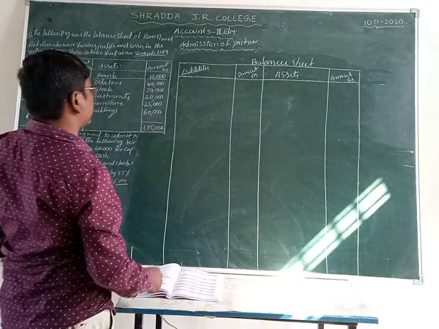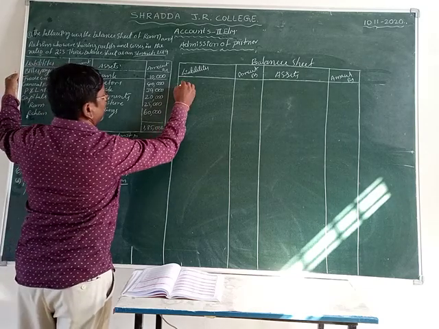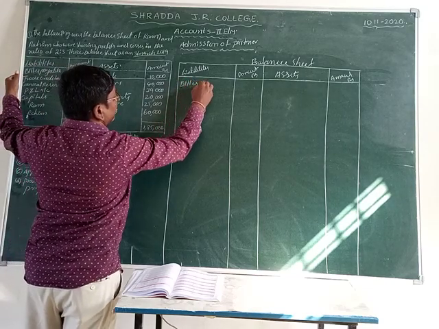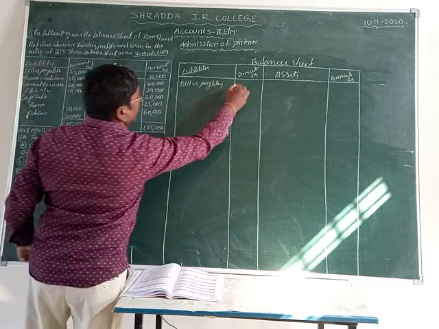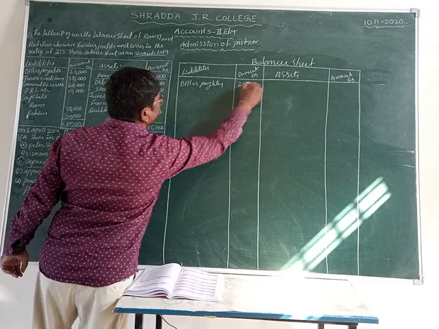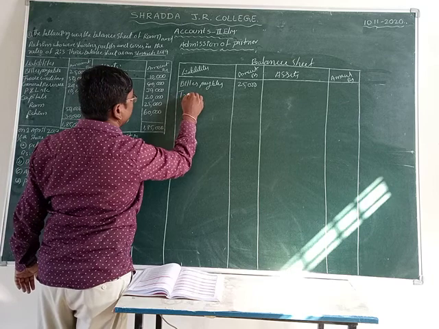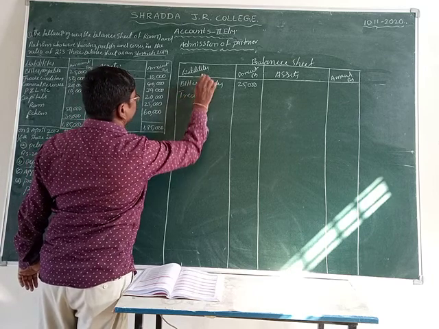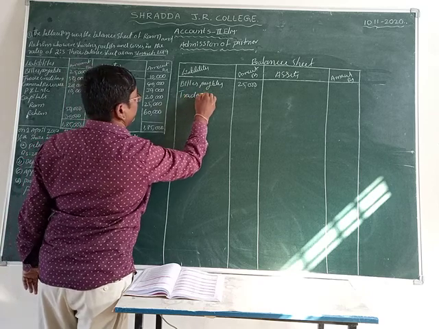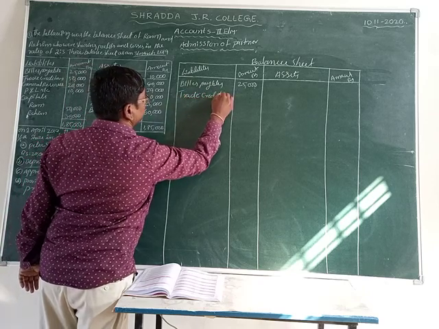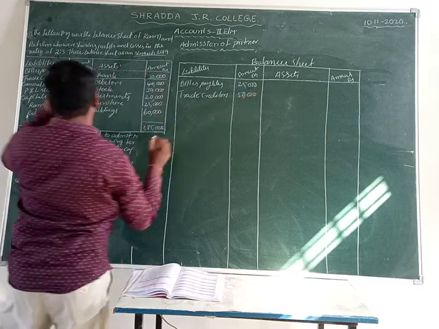So we can record the liability side first. What are the liabilities? Bills payable. Write down here bills payable. What amount is given? 25,000 rupees. Now trade creditors, we can take this one also. Trade creditors. That amount is 50,000 rupees.